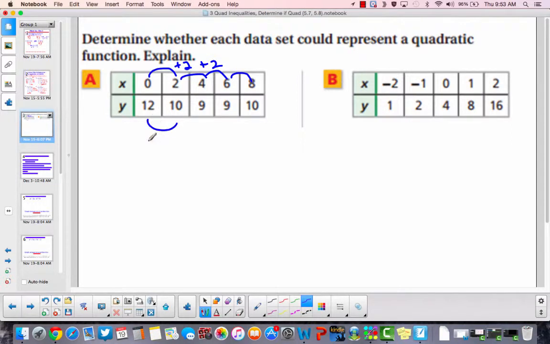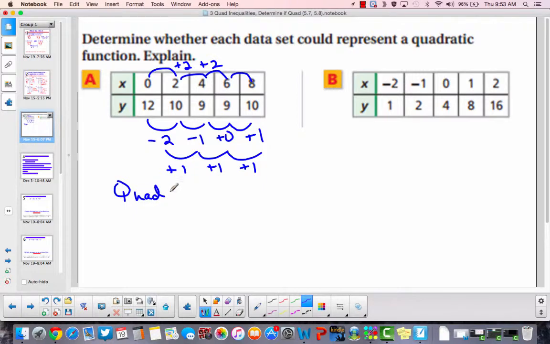How about my y's? I'm going down by 2. I'm going down 1. I'm going 0. And I'm going up 1. Well, from negative 2 to negative 1, I add 1. From negative 1 to 0, I add 1. From 0 to 1, I add 1. First difference, not the same, not linear. Second difference is the same. This is a quadratic.